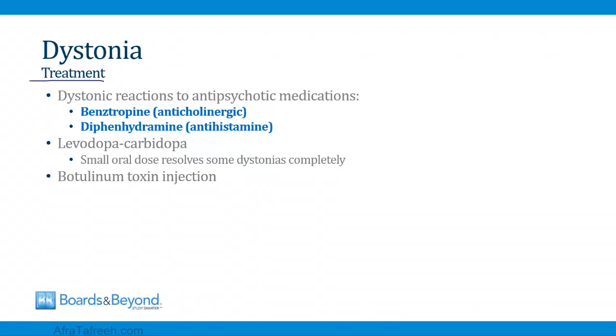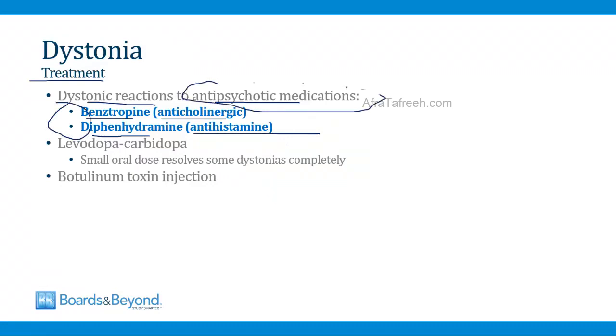There are lots of drugs that have been used to treat dystonias. I've listed some of the most important ones on this slide. For dystonic reactions that occur secondary to antipsychotic drugs, the two first-line medications are benztropine, which is an anticholinergic drug, or diphenhydramine, which is an antihistamine. It's very high yield for your board exams to remember these two drugs. They're used anytime someone develops dystonia secondary to an antipsychotic drug.